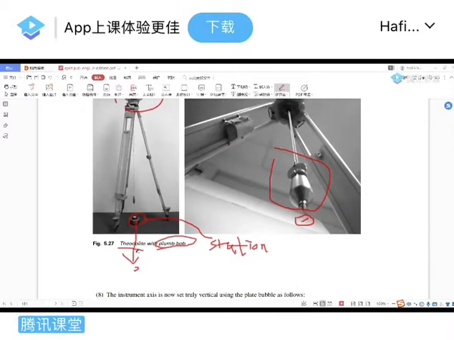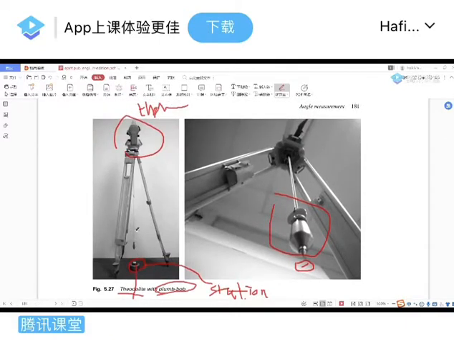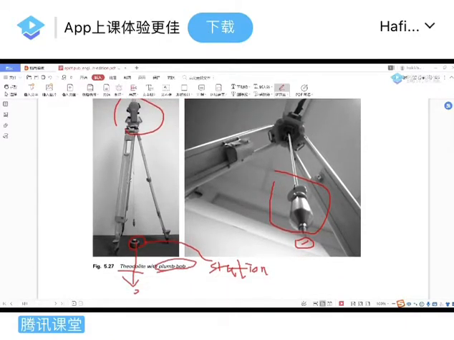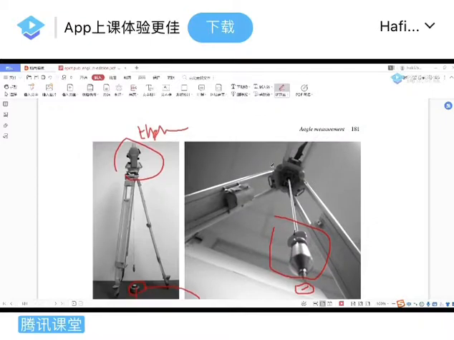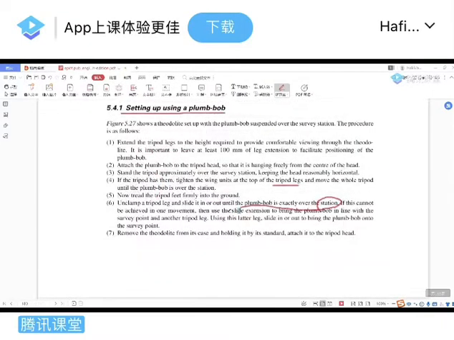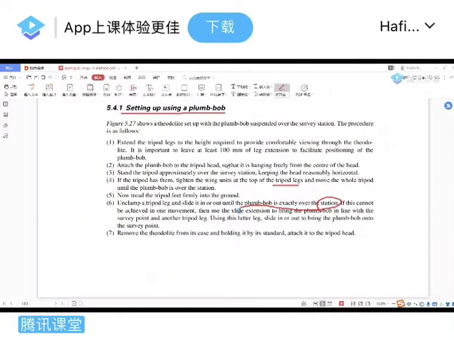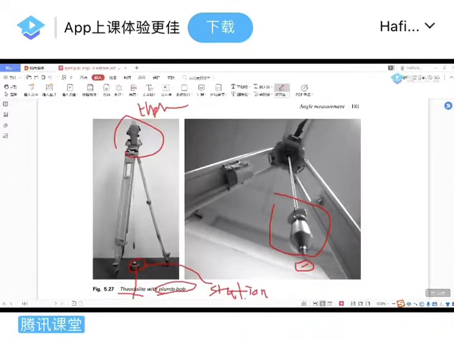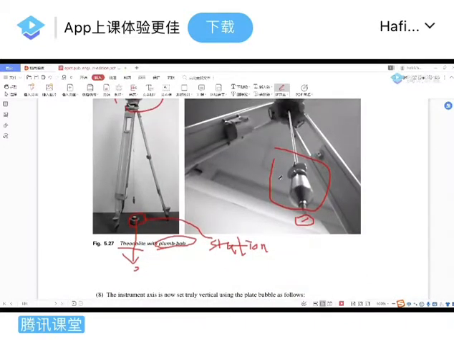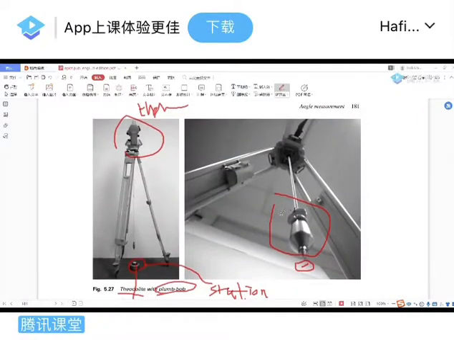So put this one as so that in this case, everything will be much more even and standardized to do the measurement. Okay, so this is how you set up the plumb bob. And how about a total station? For the total station, they don't use this old technique.